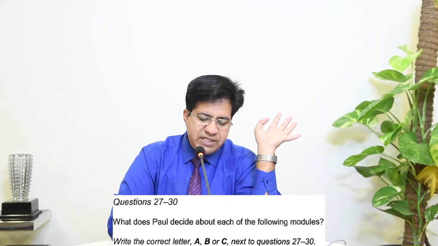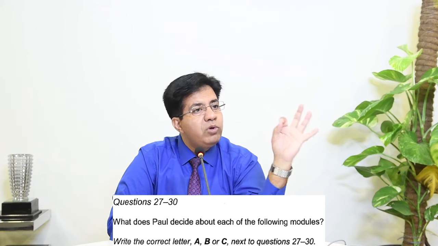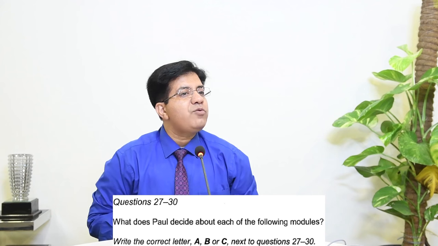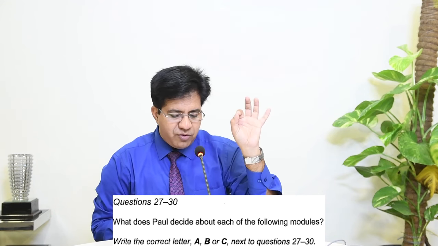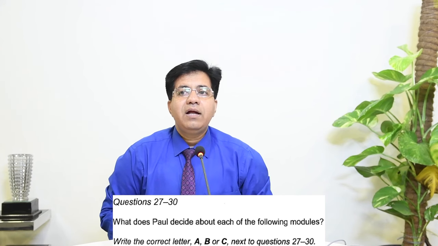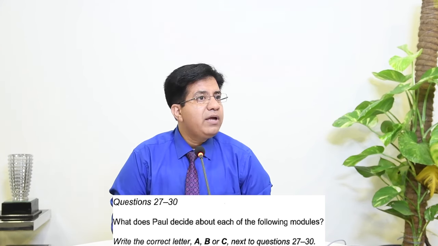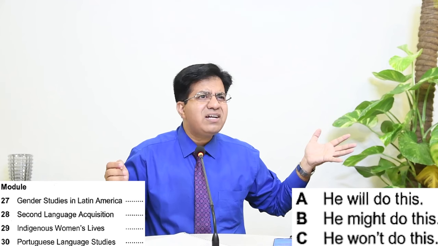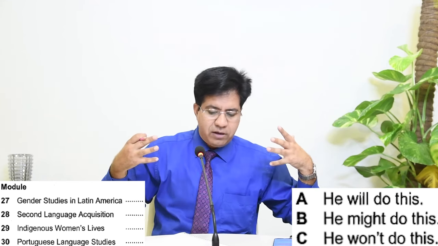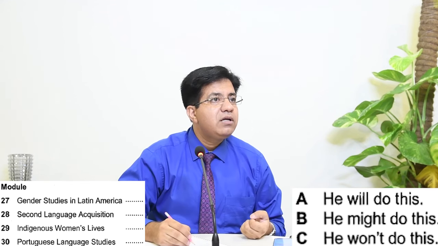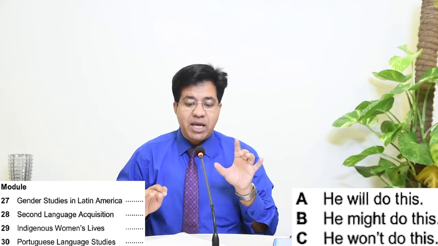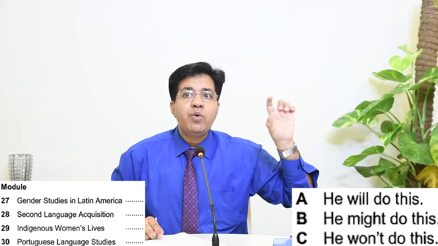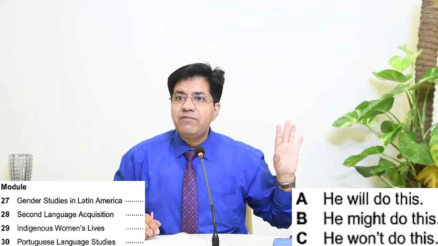So, what does Paul decide about each of the following modules? Now, modules are questions and the decision is A, B or C. By the way, when they give you half a minute to read the questions, will you read the questions or will you read 'what does he decide'? Decide. You know why? Questions are only modules and they will speak about them exactly the same way. For example, question number 27, gender studies in Latin America. You don't get any piece of information from there. Question number 28, second language acquisition. It's not appropriate to read the question, and sometimes they replace them. Sometimes options are in questions and questions are in options. So whatever gives you information, you will read that.